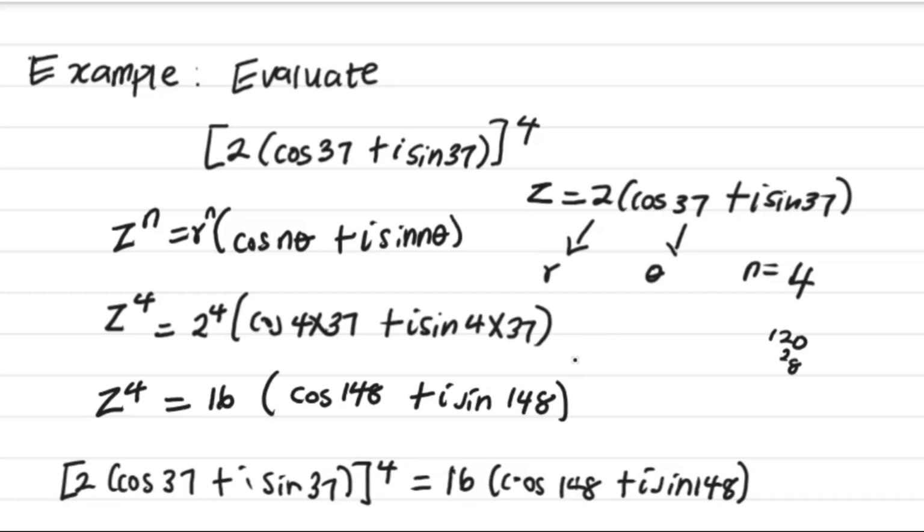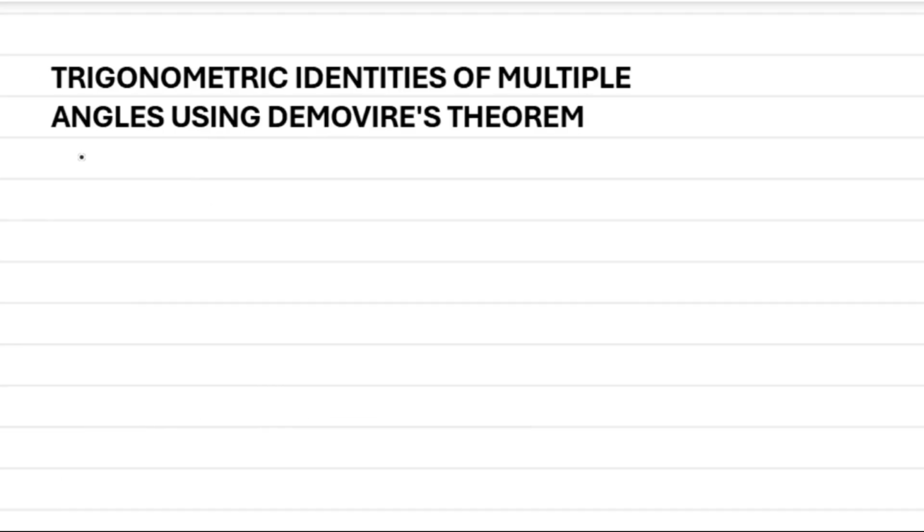So now, how can we apply De Moivre's theorem in trigonometric identities? Now, trigonometric identities of multiple angles using complex numbers. We have to remember that there is a fundamental trigonometric identity which we have when we are studying trigonometry, and that fundamental trigonometric identity is sine square theta plus cos square theta will give us 1.